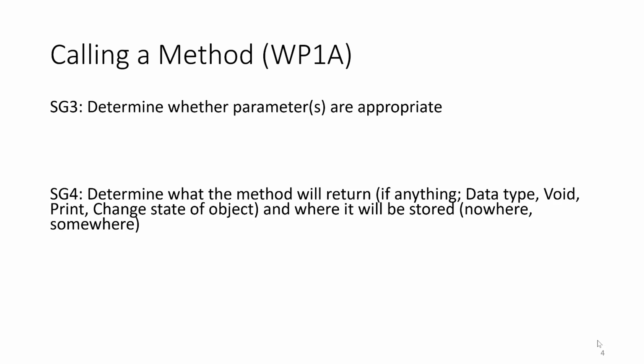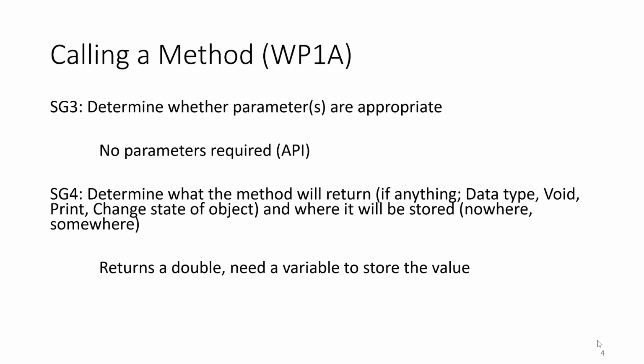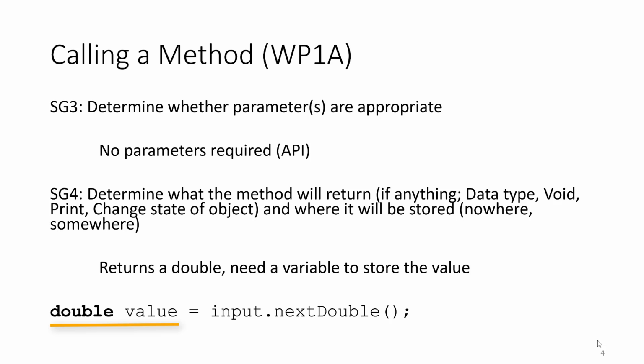Now we can move on to subgoal 3 that says whether or not parameters are appropriate. In this case, we saw that no parameters were required. Determine what the method will return. We saw that nextDouble returns a double, so we need to say where we are going to store that value that this method is returning. How about we declare a variable called value of data type double to receive the value that's being returned from nextDouble. So we have double value is assigned the output from input.nextDouble().